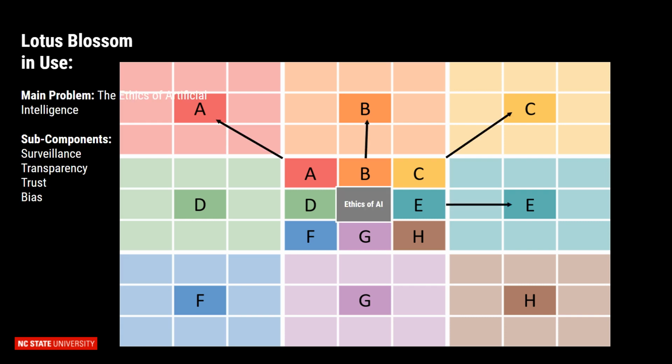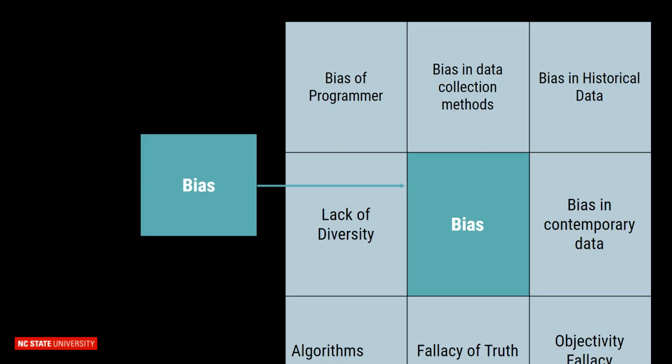For example, in planning a paper on the ethics of AI, big ideas such as surveillance, transparency, trust, and bias might be big ideas that would fill up the A, B, C, D slots. Then, if we zoom into one section on bias, for example, it might result in a further breakdown on different dimensions to the bias, like the bias is inherent in the programmer, the biases inherent in data collection methods, in historical data, in contemporary data, etc.